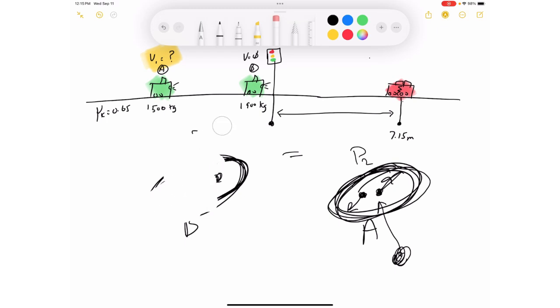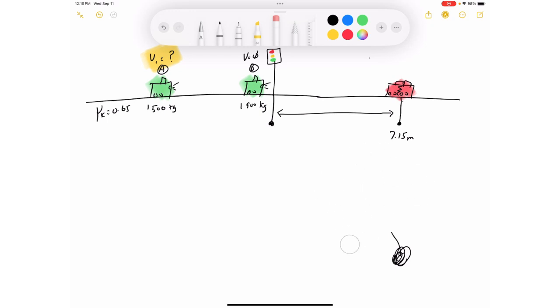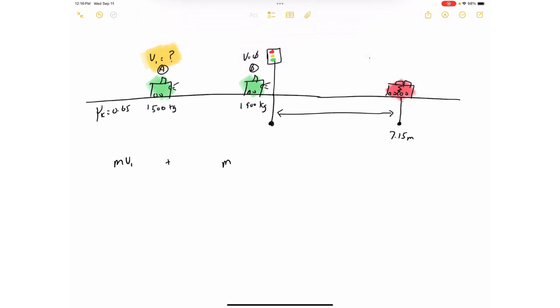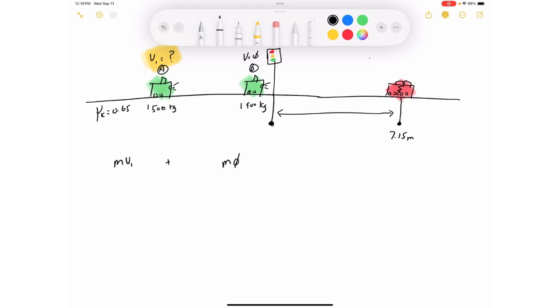And so what we have to do basically is check the momentum before and then check the momentum after. So we're going to say of A, m v, and we'll call this V1. V1 is the velocity of A. And then we'll say plus the mass times the velocity here. Now the velocity of B is actually 0.